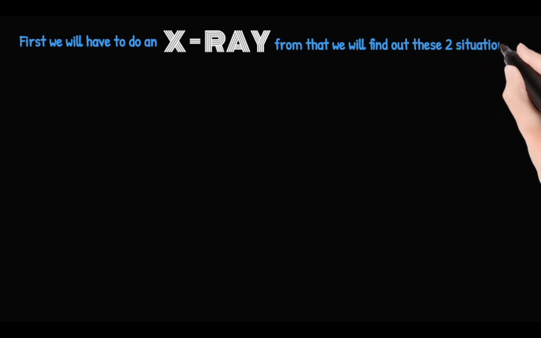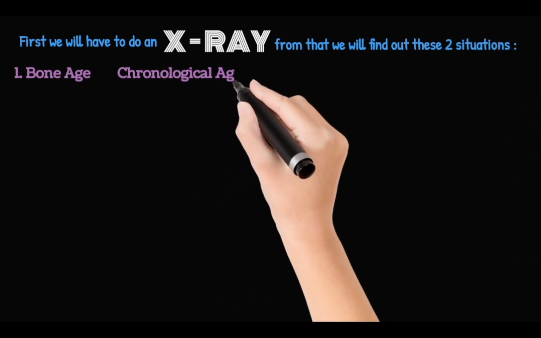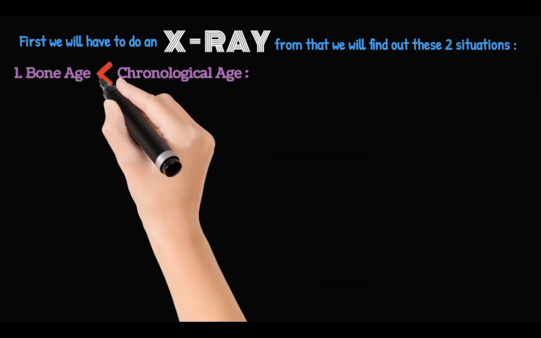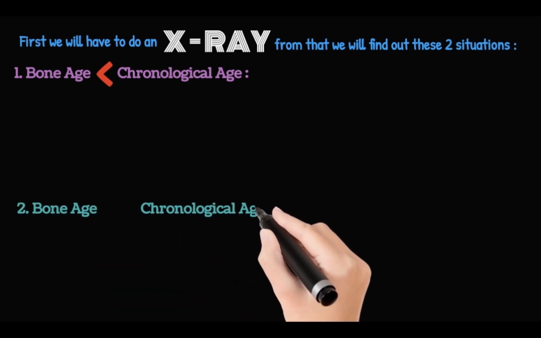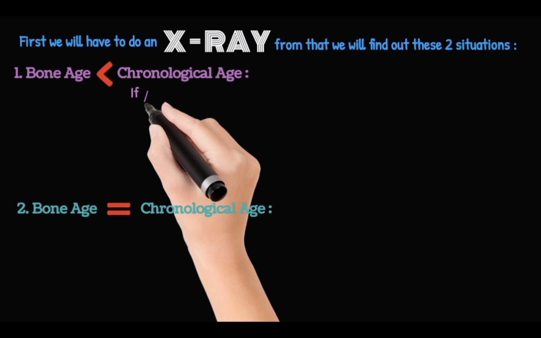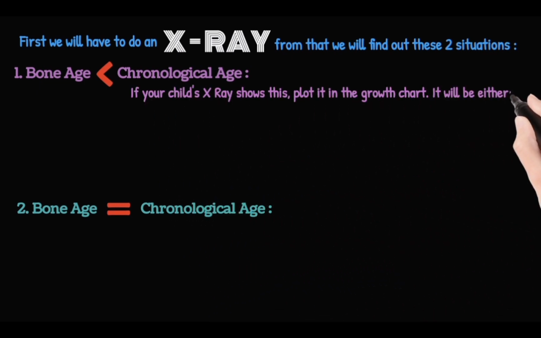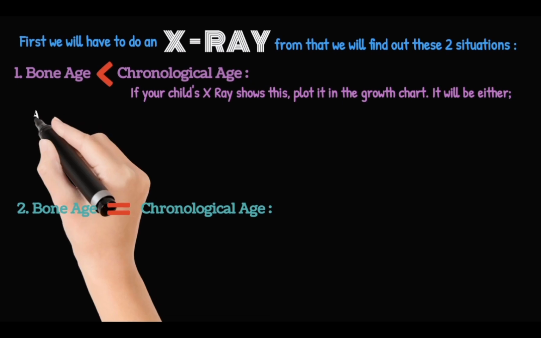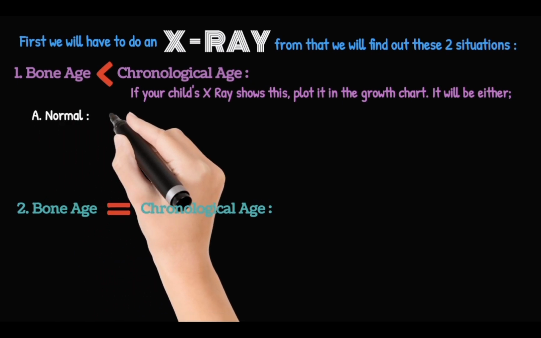Number one is that bone age is less than chronological age, and the second situation is that bone age is equal to chronological age. So, what do they mean? The first is that the bone age is less than chronological age. If your child has this situation, when you plot it on the growth chart, you will get two types of curves. First is the normal curve, and the second is the abnormal curve.